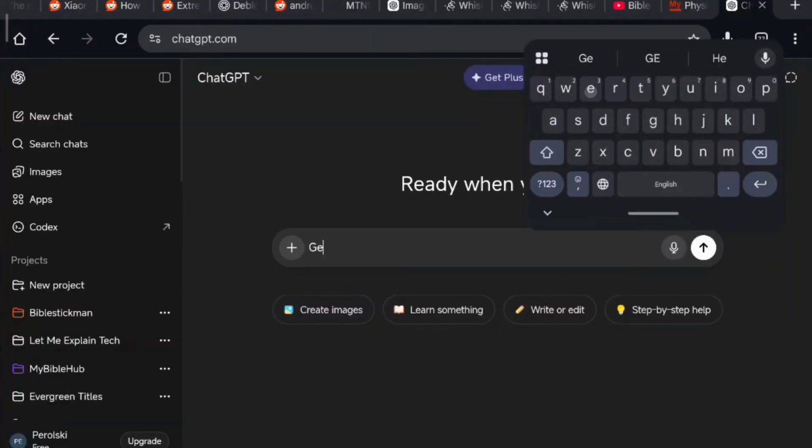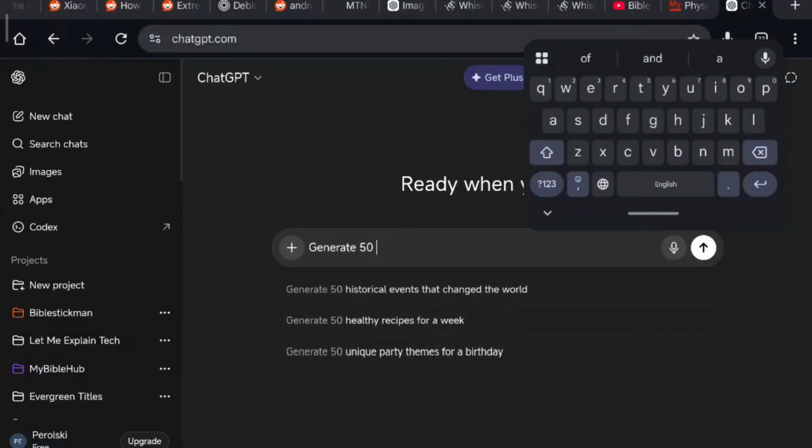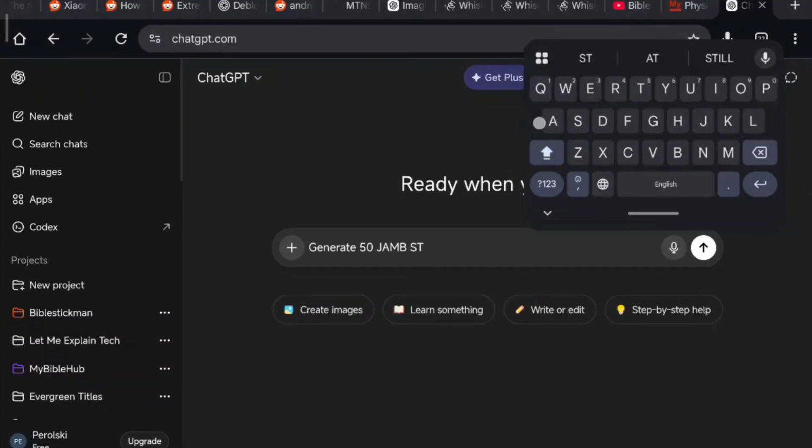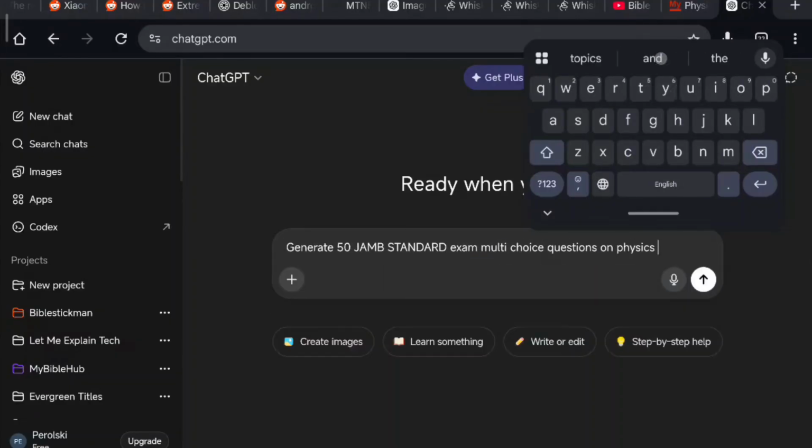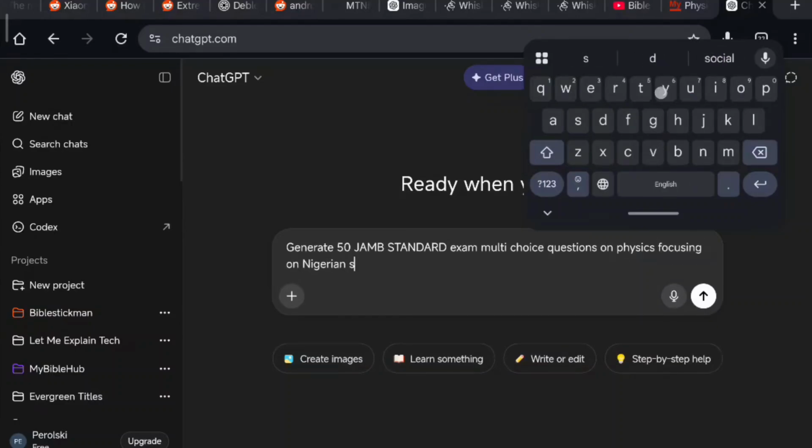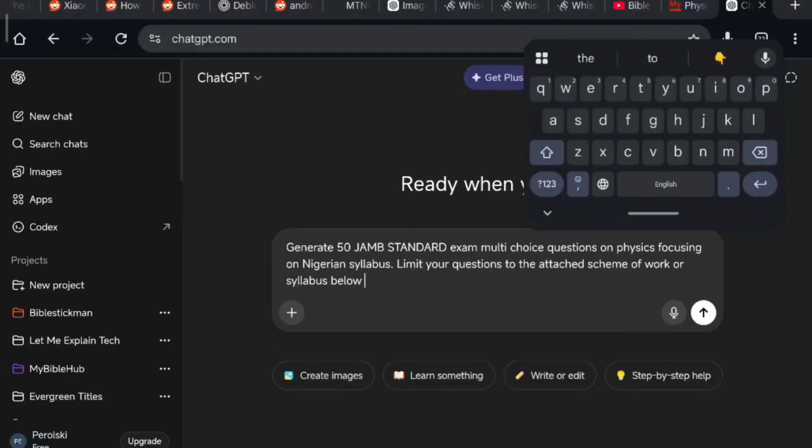The instruction can be: generate 50 Jamb standard exam questions. If it is Waec, you say Waec standard exam questions. Let's say multi-choice questions on physics, depending on the subject that you want, focusing on the Nigerian syllabus. Limit your questions to the attached scheme of work. Then you can drop the scheme of work.